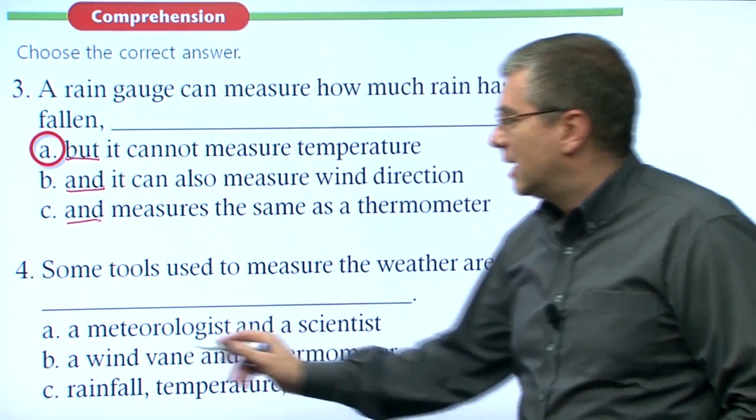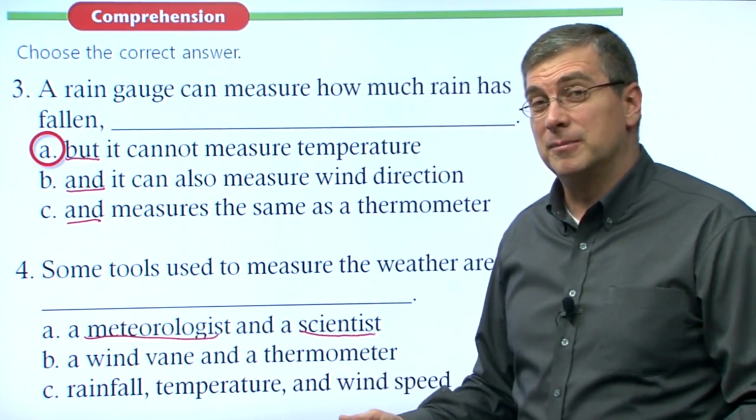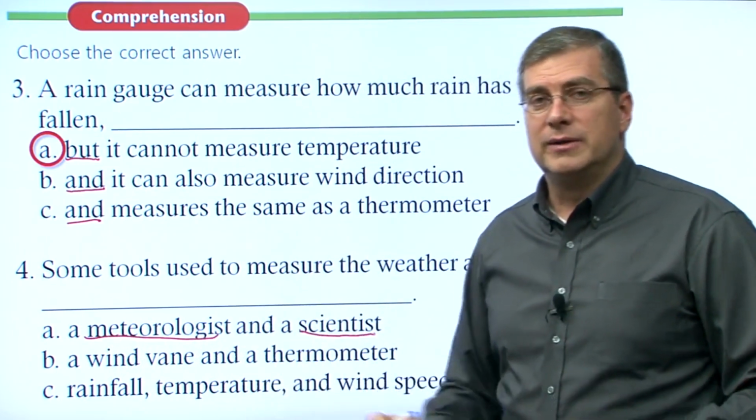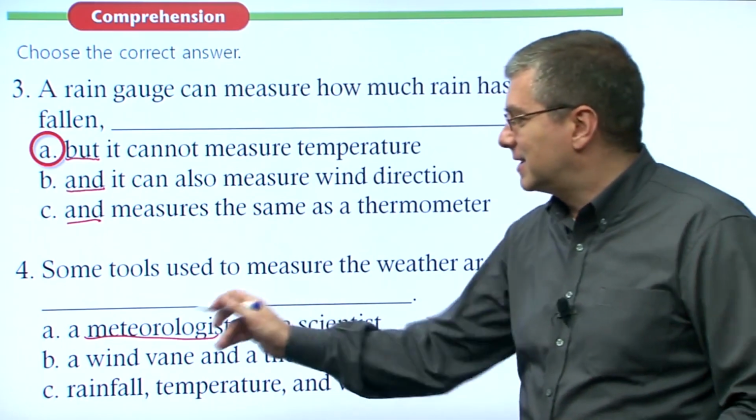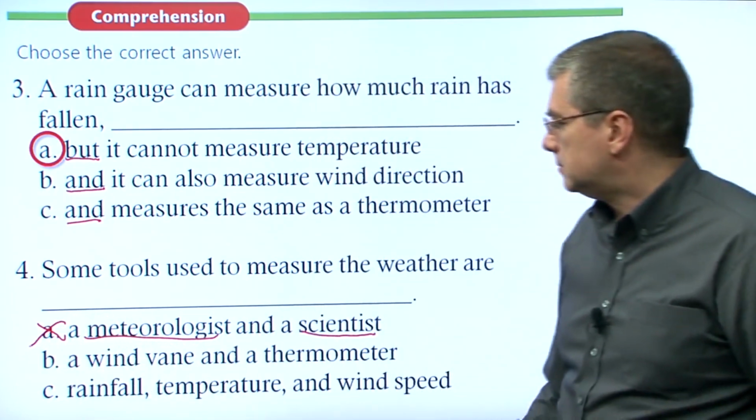Another problem is a meteorologist and a scientist, it's the same thing. That's like saying we use a ruler and a ruler to measure how long something is. It's the same thing. We don't need to repeat. So A is not our correct answer.